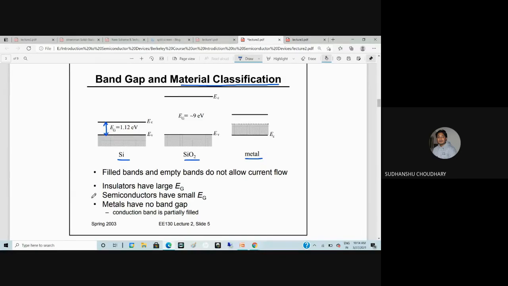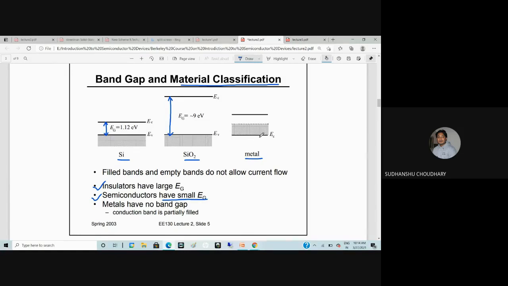So semiconductors have a small band gap. Similarly, the insulator silicon dioxide has a very large band gap, somewhere around 9 eV. That is a 9 eV separation between the conduction band and valence band. So insulators have a large band gap. This we had already commented on, just a revision.